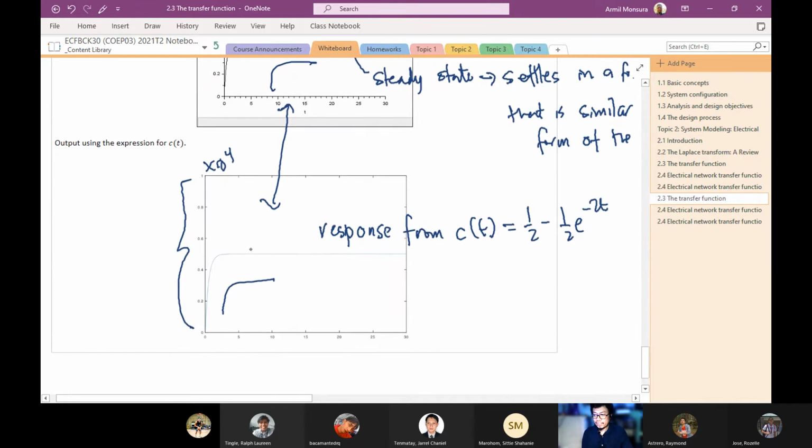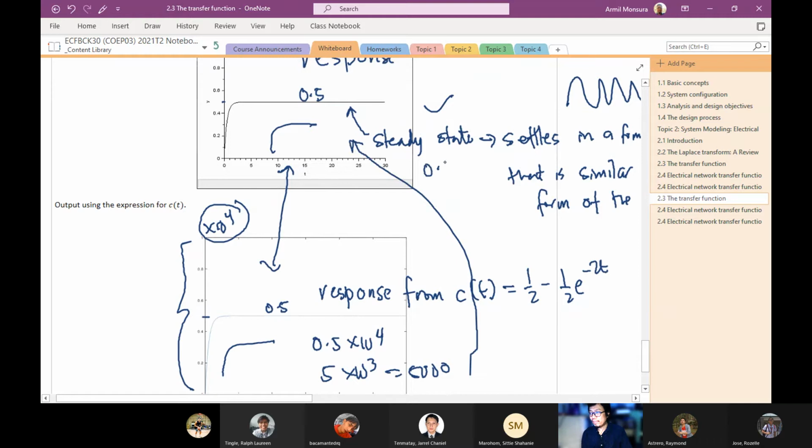Ngayon, ito, nagsisettle din to sa actually sa 0.5. Pero kung itong scale nyo dito, naka 10 raised to 4, that means ang settling value nyo is 0.5 times 10 raised to 4. Or basically, that's 5 times 10 raised to 3. 5,000 yan. Kumpara nyo yan sa output na to, na 0.5 lang. So, pareho ba silang dalawa? Hindi. Kasi magkaiba sila ng value.